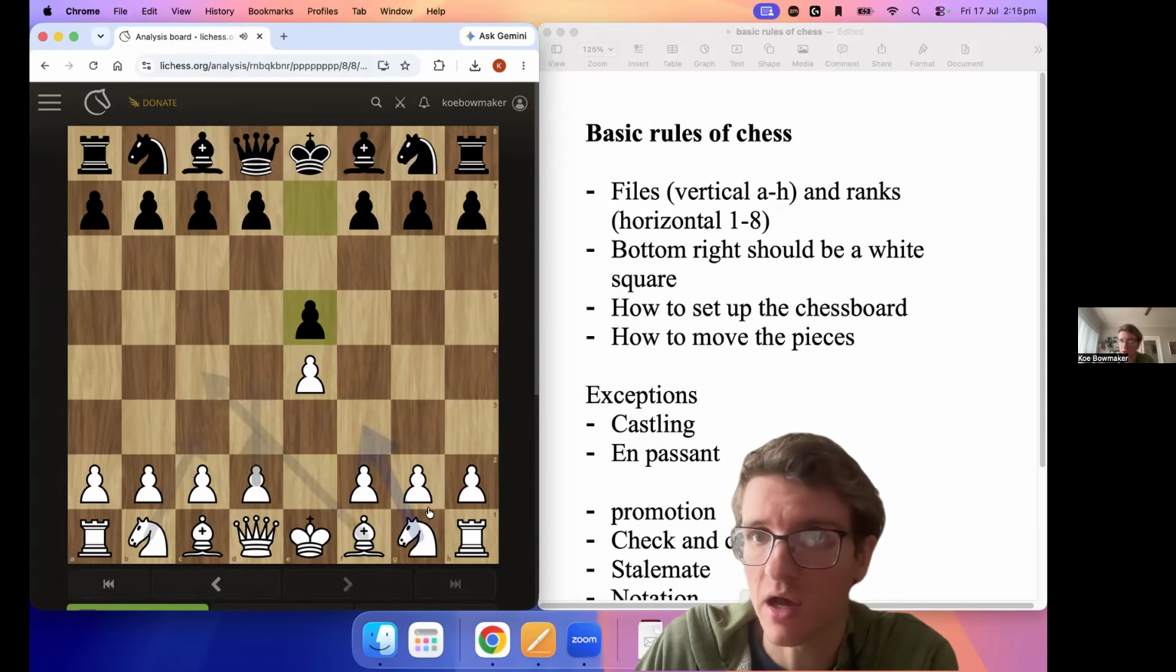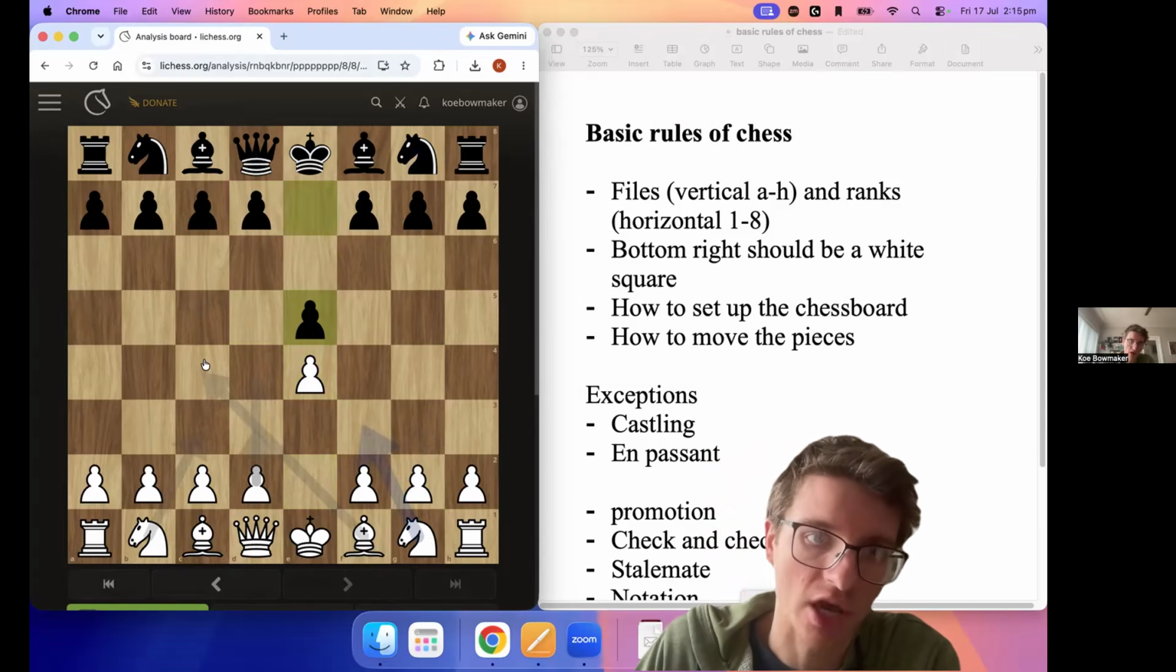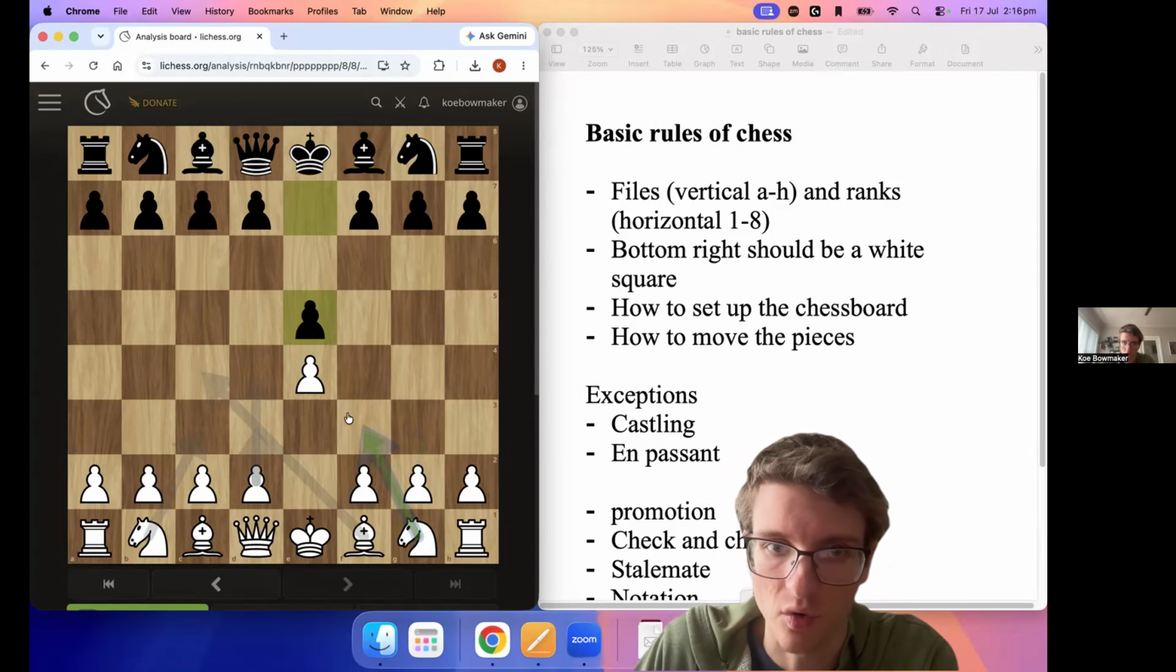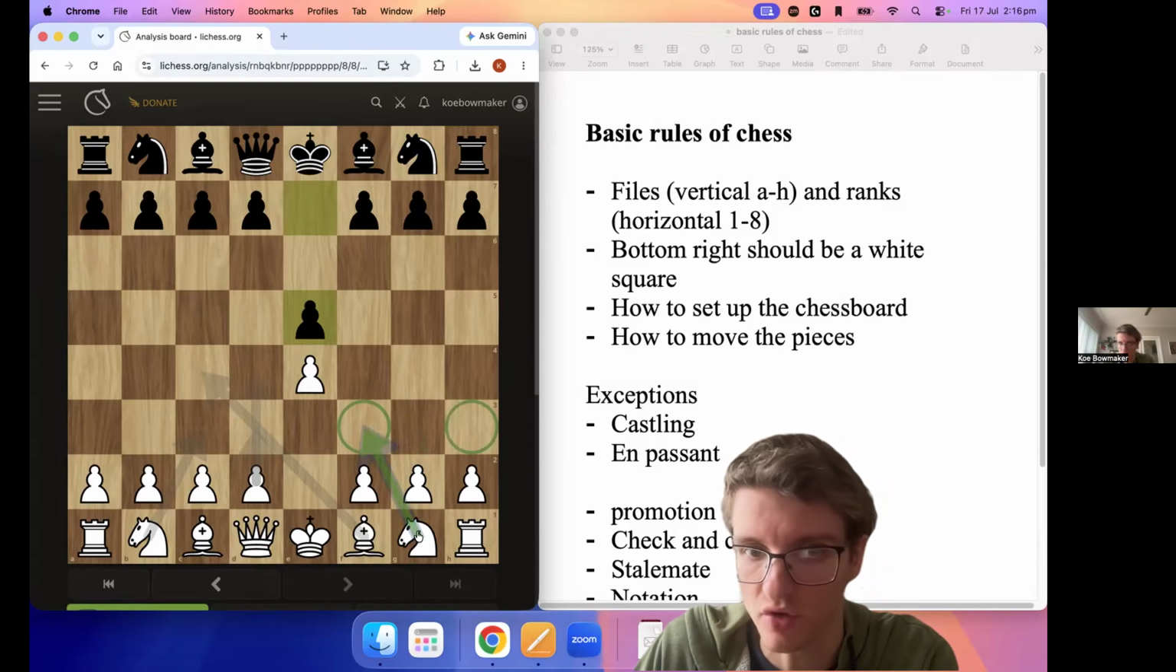Now, knights are tricky pieces to move. They move in an L shape. So they move two squares in one direction and one square in another direction. So let's say with these knights, it could go two squares forward and one square to the left, so it could end up on F3. It could move two squares forward and one square to the right, it could end up on H3, or it could move one square forward and two squares to the left, and it would end up on E2.